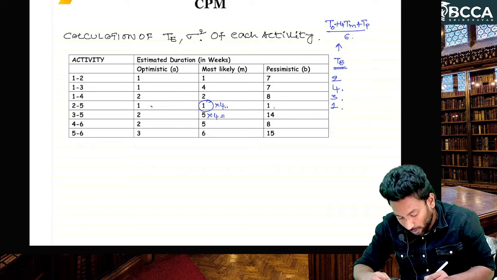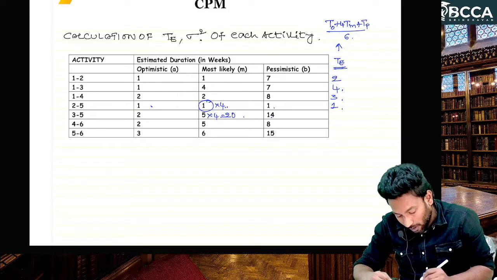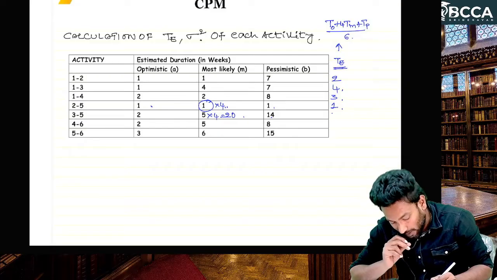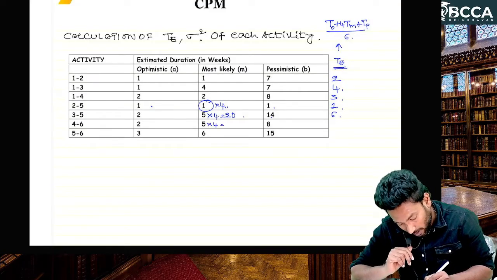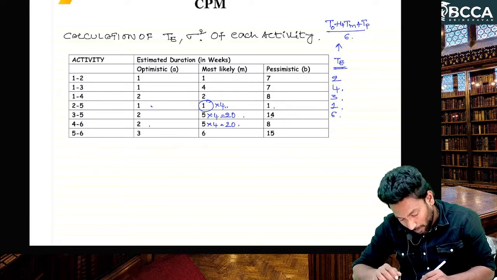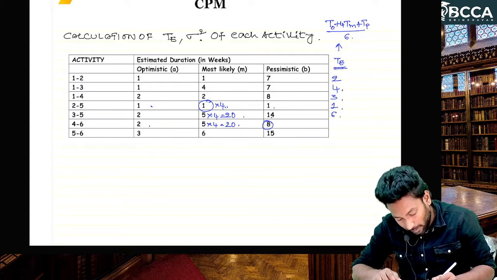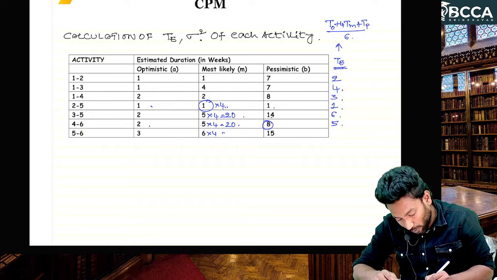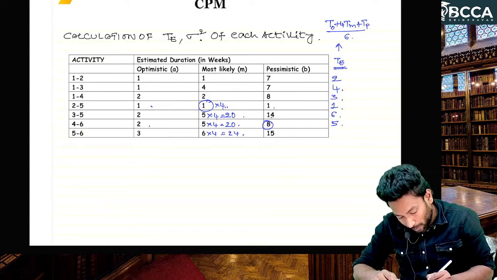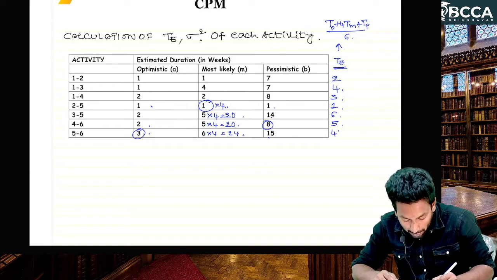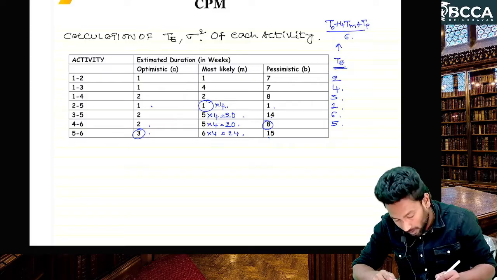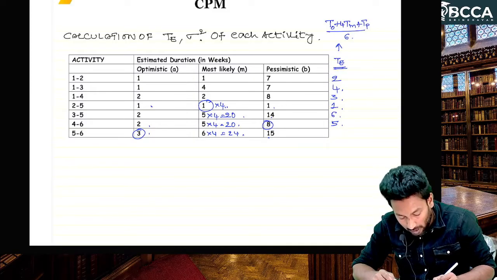5 into 4, 20, plus 34, 36. 36 by 6, 6. 5 into 4 again, 20. 20 plus 10, 30. 30 by 6, 5 here. Okay, 6 into 4, 24, plus 27, 3. 27 plus 20, 40. 47 divided by 6, how much? 7 times.